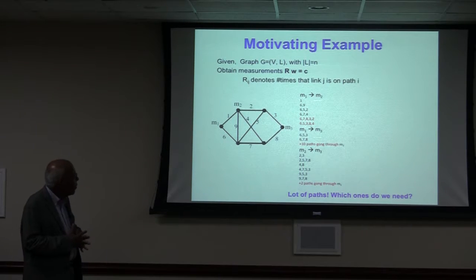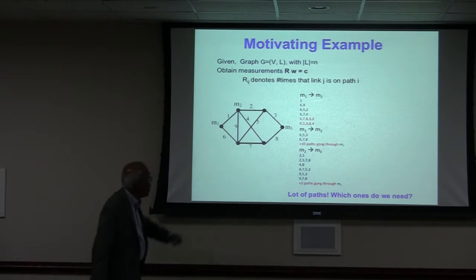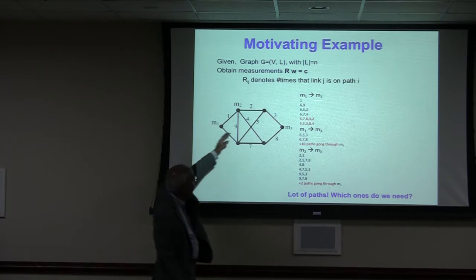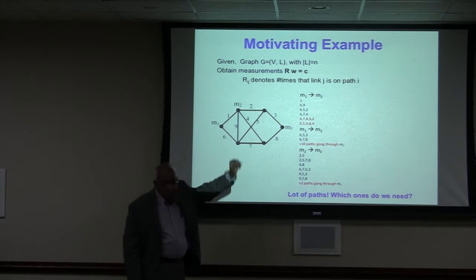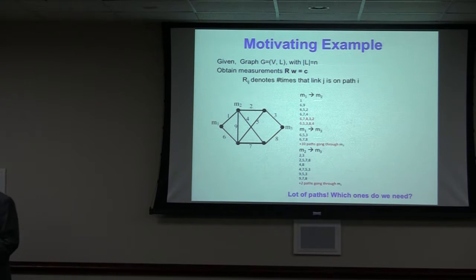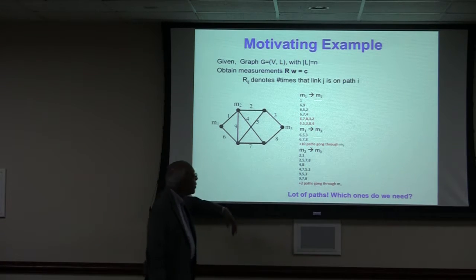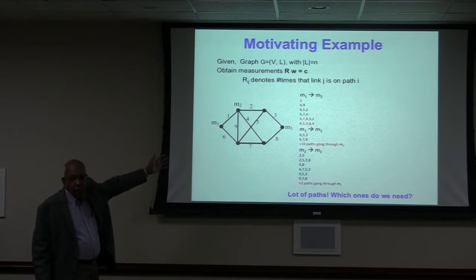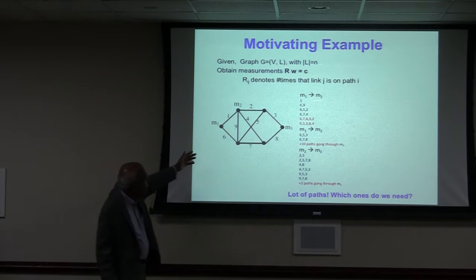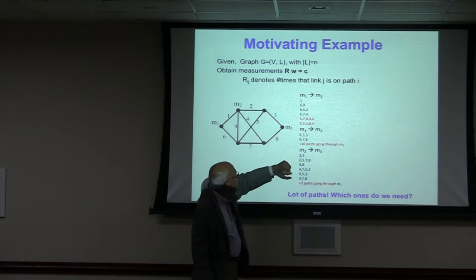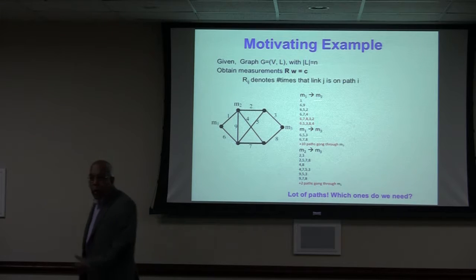Just a simple example to show why the problem is hard. Look at this small example with 9 links and 6 nodes. Let's suppose your monitors are M1, M2, M3, which means that I can send probes from M1 to M2, M1 to M3, M2 to M3. I'm assuming symmetry, so you can do it in either direction. You can enumerate all the paths, and I've done that here. The ones in red are the paths that go through other monitors. For example, this one goes from M1 to M2, but it goes through M3, and so on. So there are a lot of paths here.